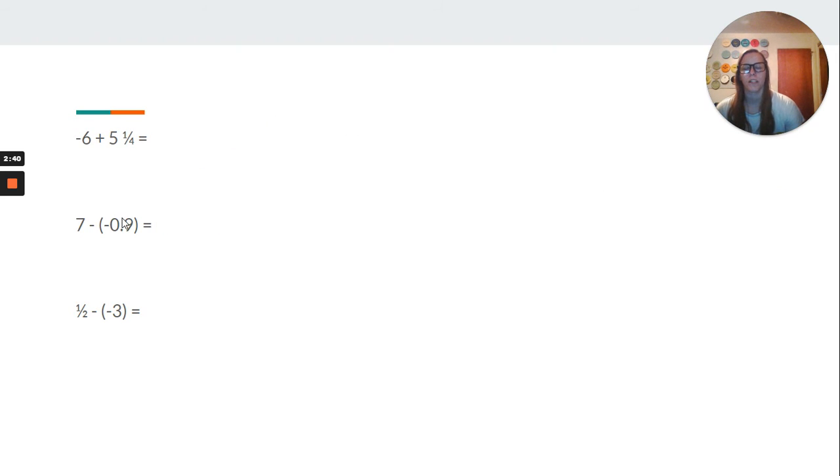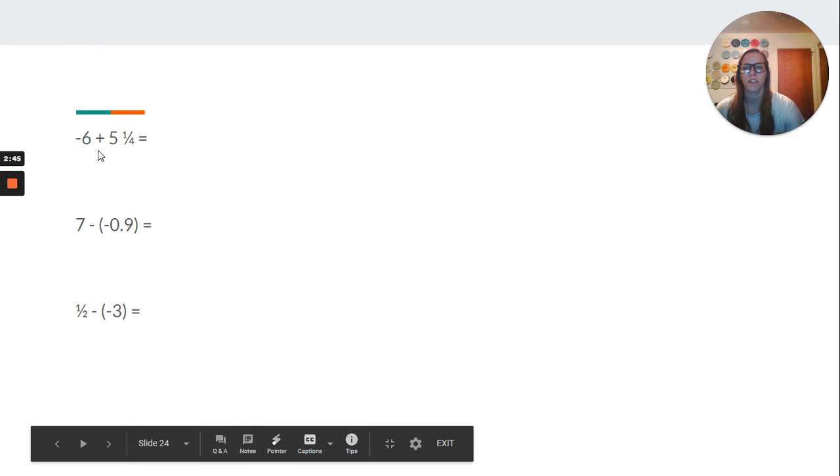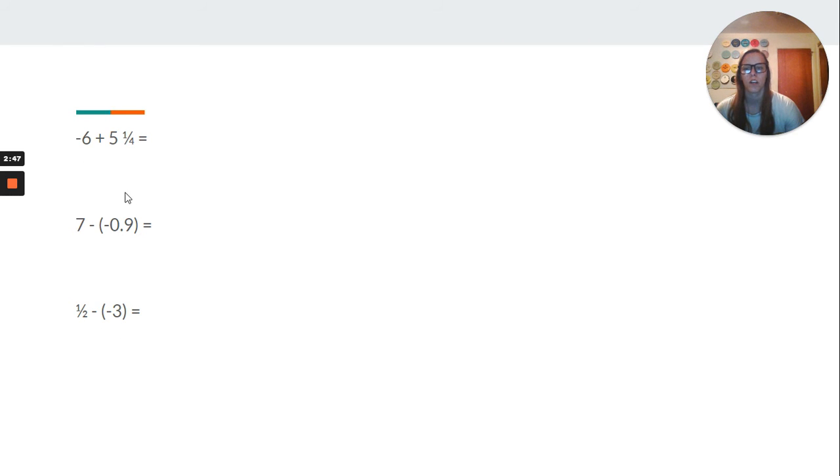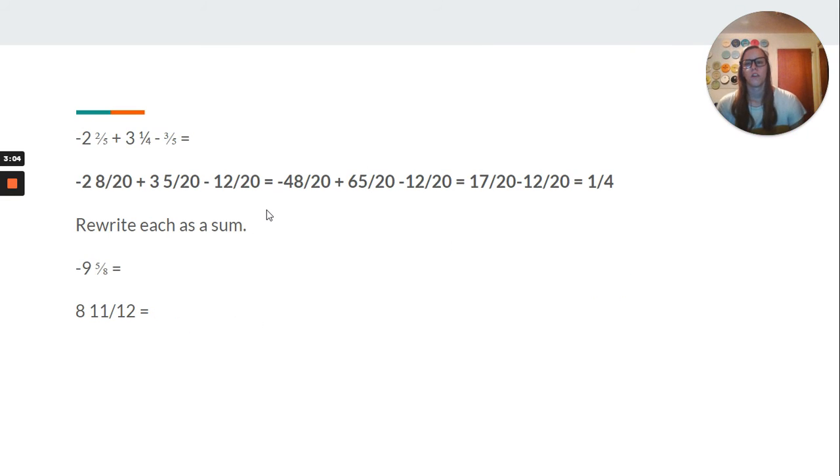Next, we started with some more subtraction with negatives. So -6 plus a 5/4, and then looking at partials, is -1 1/4. 7 minus a -0.9 is going to be 7 plus 0.9, which equals 7.9. And then 1/2 minus a -3 is 1/2 plus 3, which is 3.5. Whoops, I apologize I put that in there, but that's okay, we can still talk through it.